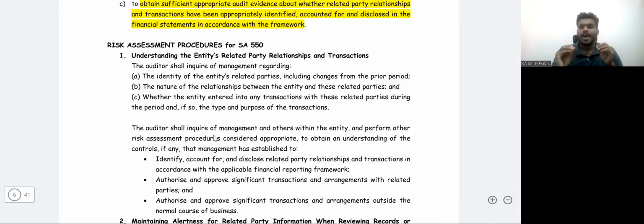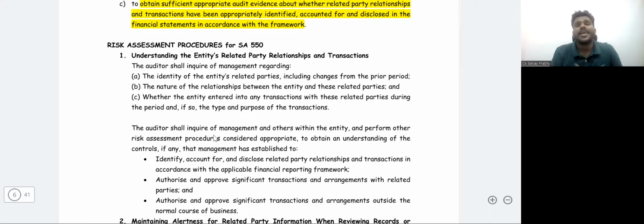See, just imagine you are auditing my company. You are auditing Sanjay Limited company. So it is your duty to see whether I have identified all the related parties and disclosed all the related parties. Fine, agree to this? Yes. So you want to know who are my related parties, whether I have disclosed all of them, and whether I have disclosed all the relationships with the related parties. Agree?